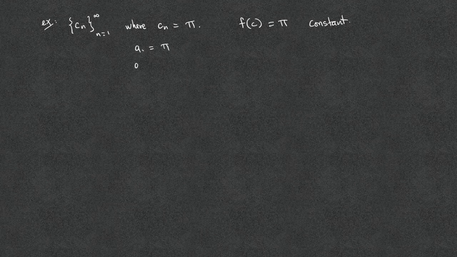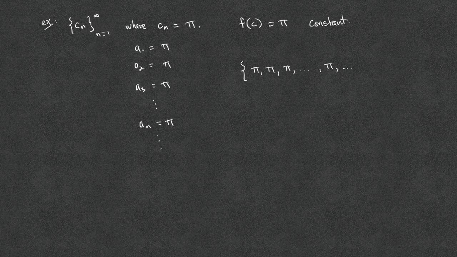Another example, the sequence c sub n, where c sub n is pi, as n goes from 1 to infinity. The function that represents c sub n is pi, which is a constant function. So c sub 1 is pi, c sub 2 is pi, c sub 3 is pi, c sub n is pi, and so on. This sequence can be listed as pi, comma pi, comma pi, dot dot dot, and so on.